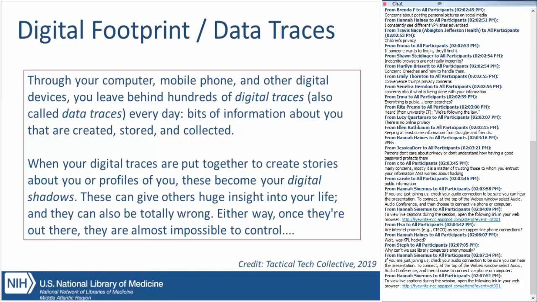This definition from the Tactical Tech Collective, the creators of the Me and My Shadow project, explains this concept well. Through your computer, mobile phone, and other digital devices, you leave behind hundreds of digital traces every day. Bits of information about you that are created, stored, and collected. When your digital traces are put together to create stories about you or profiles of you, these become your digital shadows. They can give others huge insight into your life, and they can also be totally wrong. Either way, once they're out there, they are almost impossible to control.